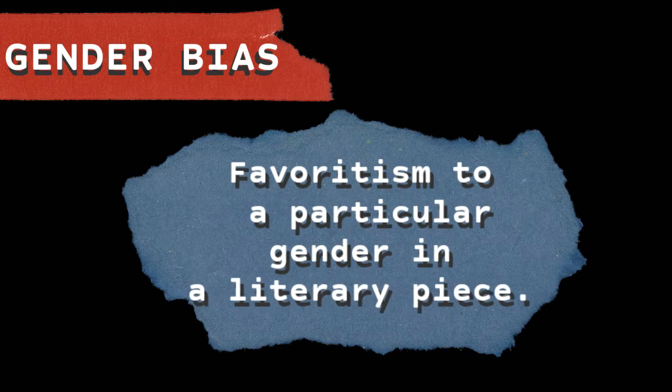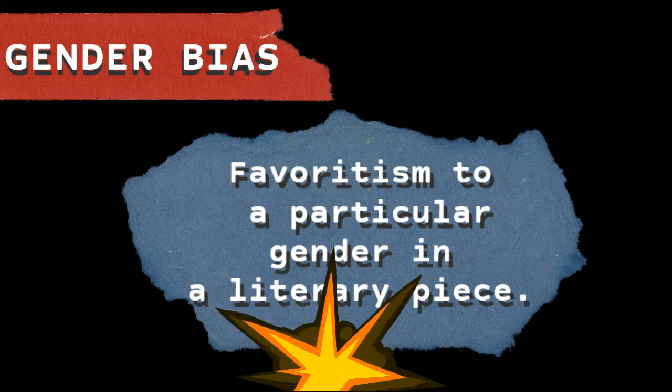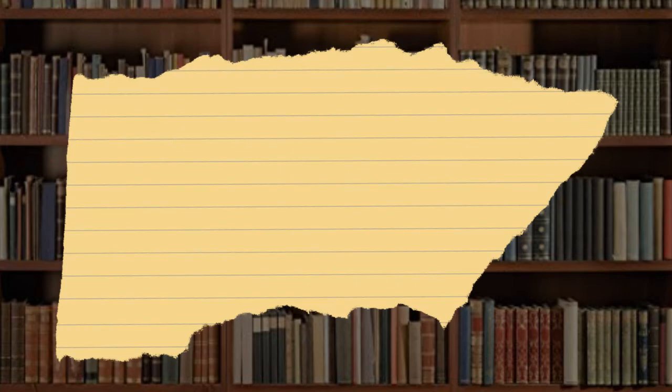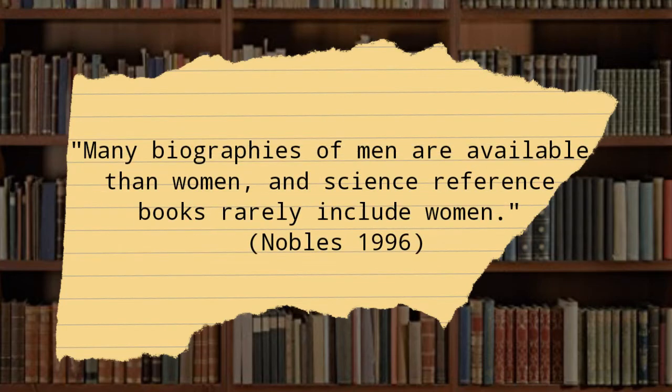On the other hand, we have the issue of gender bias. Gender bias refers to the favoritism to a particular gender in a literary piece. Usually, it is the act of favoring men over women. Literature available to young adults has generated bias against females. History books contain essentially a record of men's lives, and women's lives are ignored except as they influence the course of a man's life. According to Noble 1996, more biographies of men are available than women, and science reference books rarely include women.